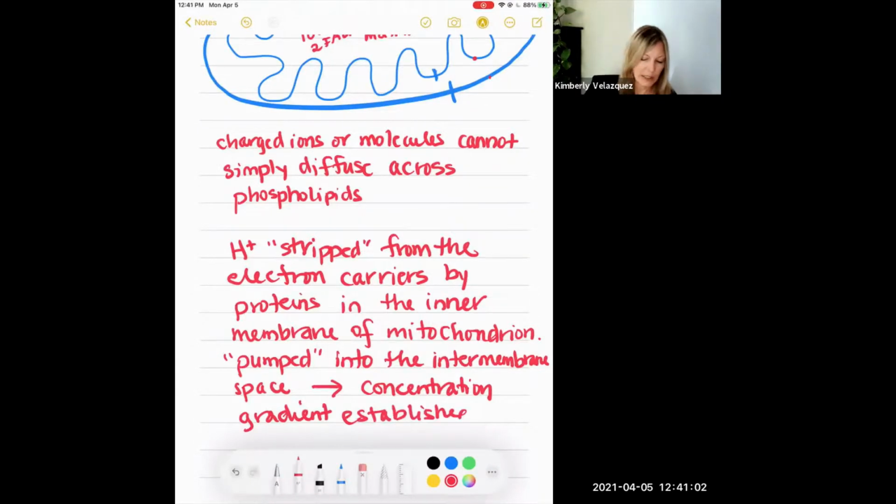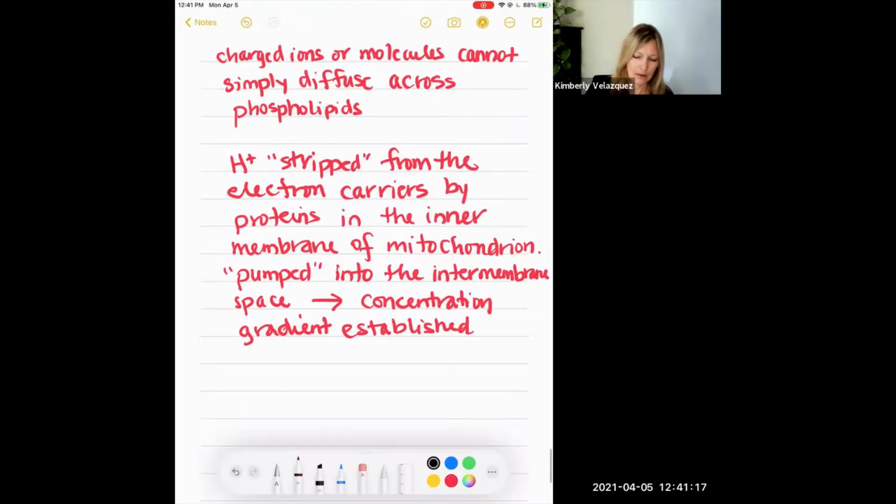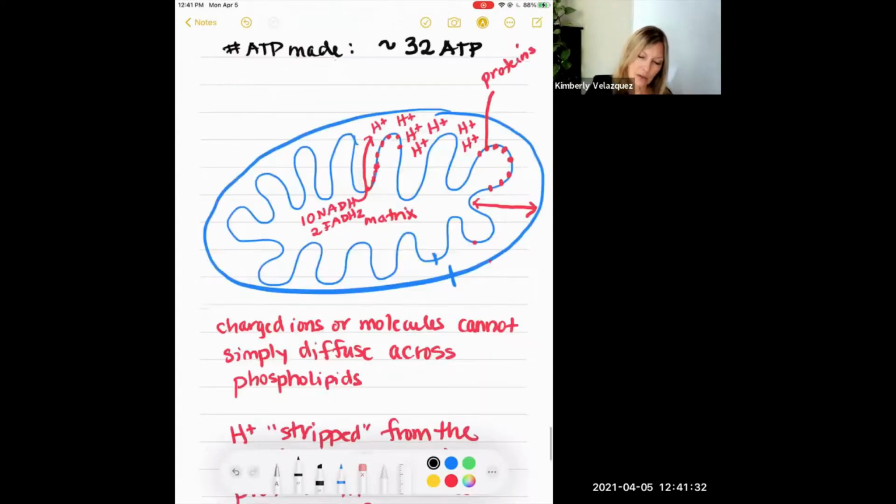So a concentration gradient is established. All of those hydrogens are now representing a ton of potential energy. When they come back across the membrane, they're not going to come across the phospholipids. They can only come across one way. Remember that to reach equilibrium, they need to come back. So they're high out here and they're low over here, but they can't just cross that phospholipid bilayer.